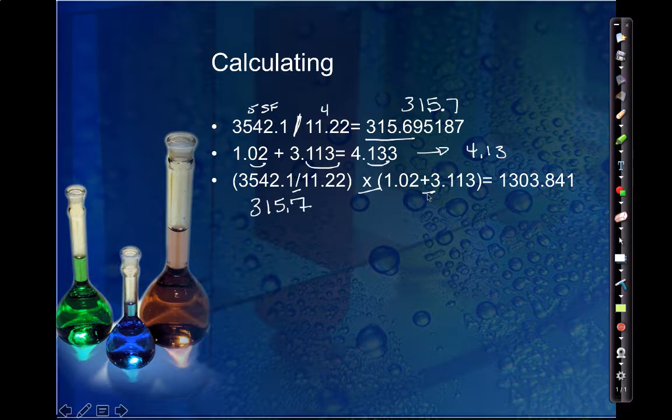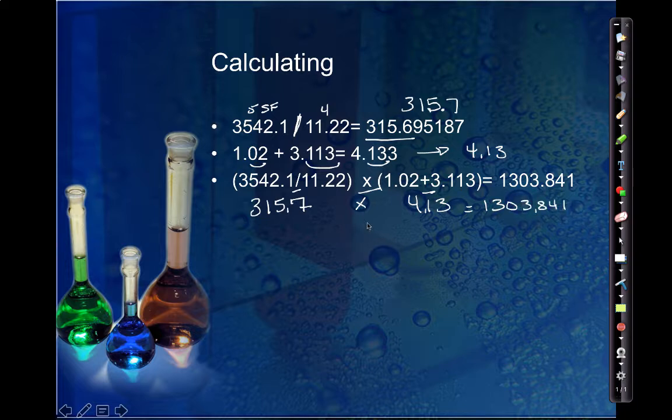All right, the next one, I'm going to add them and then round it. I get this. And I've done the operation. I round it since I'm going to a new operation. All right, so now we have this. We have 315.7 times 4.13. All right, so if I multiply, this is what I'm going to get.